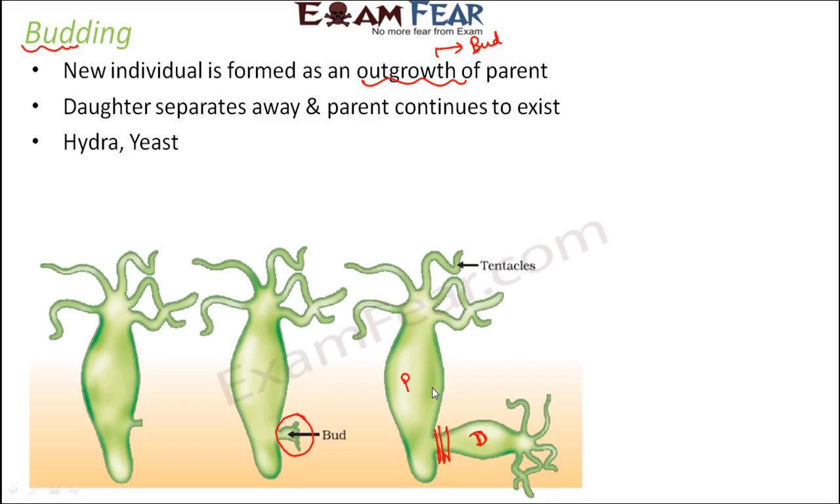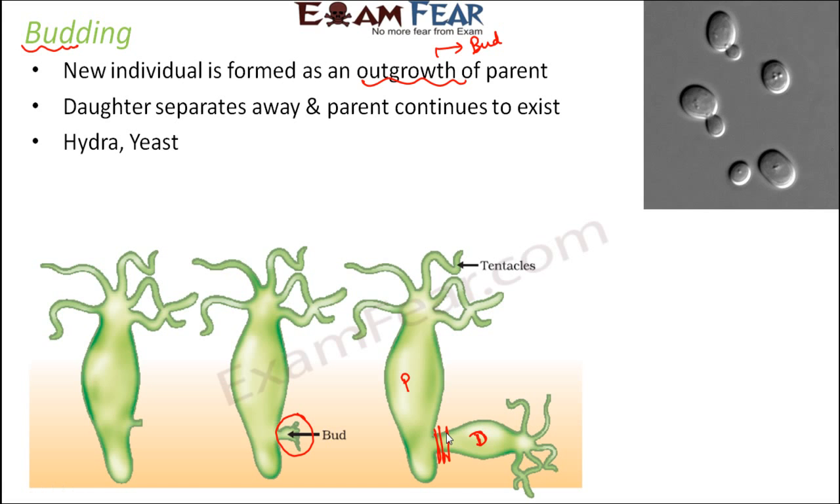And how is this bud formed? The bud is formed as a result of repeated cell divisions which take place at this site. When more cell division takes place, the number of cells will increase at this site. When the number of cells increases, some additional growth will take place, and the growth happens here in the form of this bud. The buds are basically small individuals which gradually grow, mature, and when they are fully grown, they detach from the parent body. Budding is very common in Hydra and yeast.